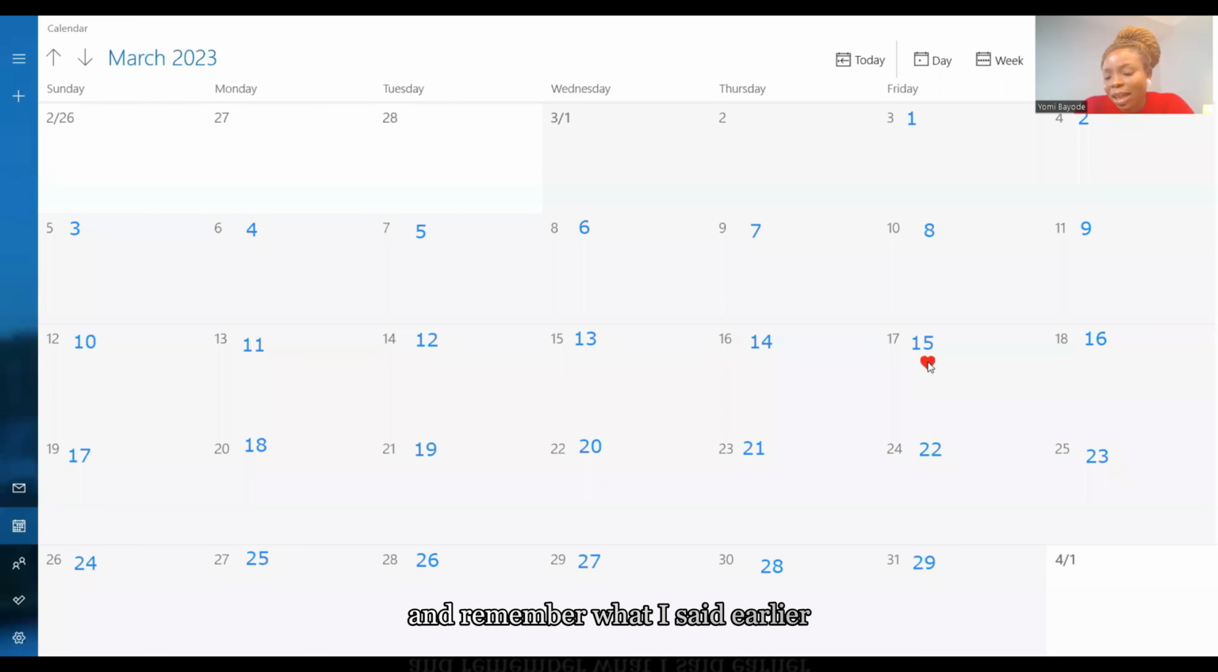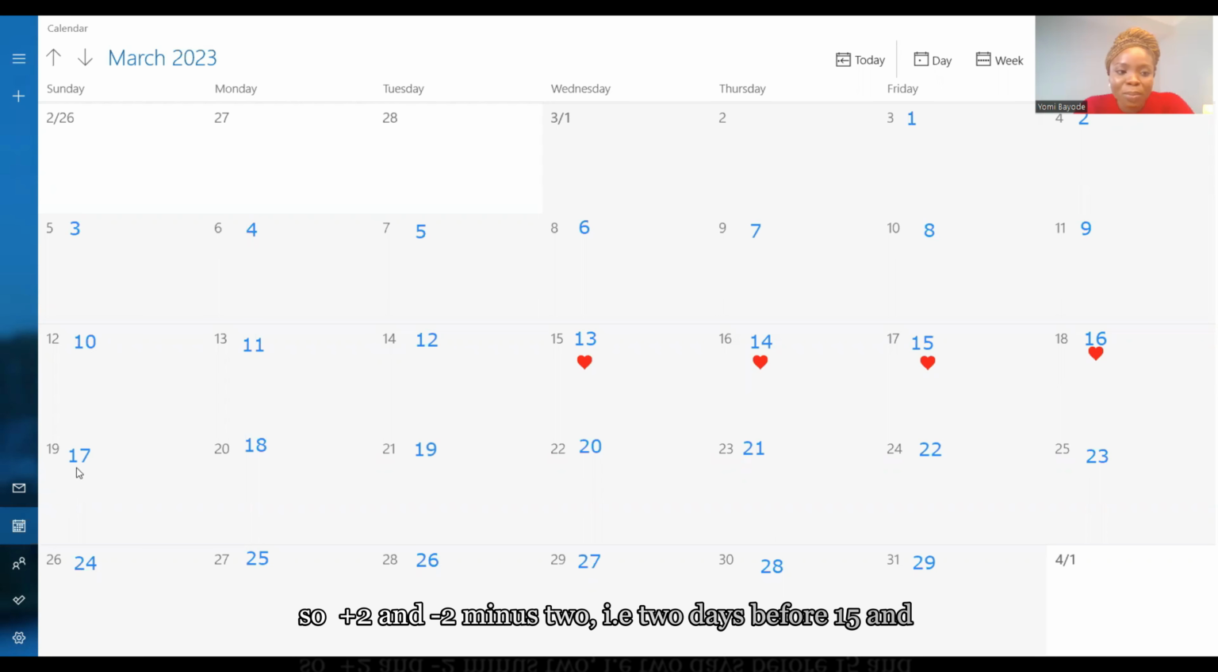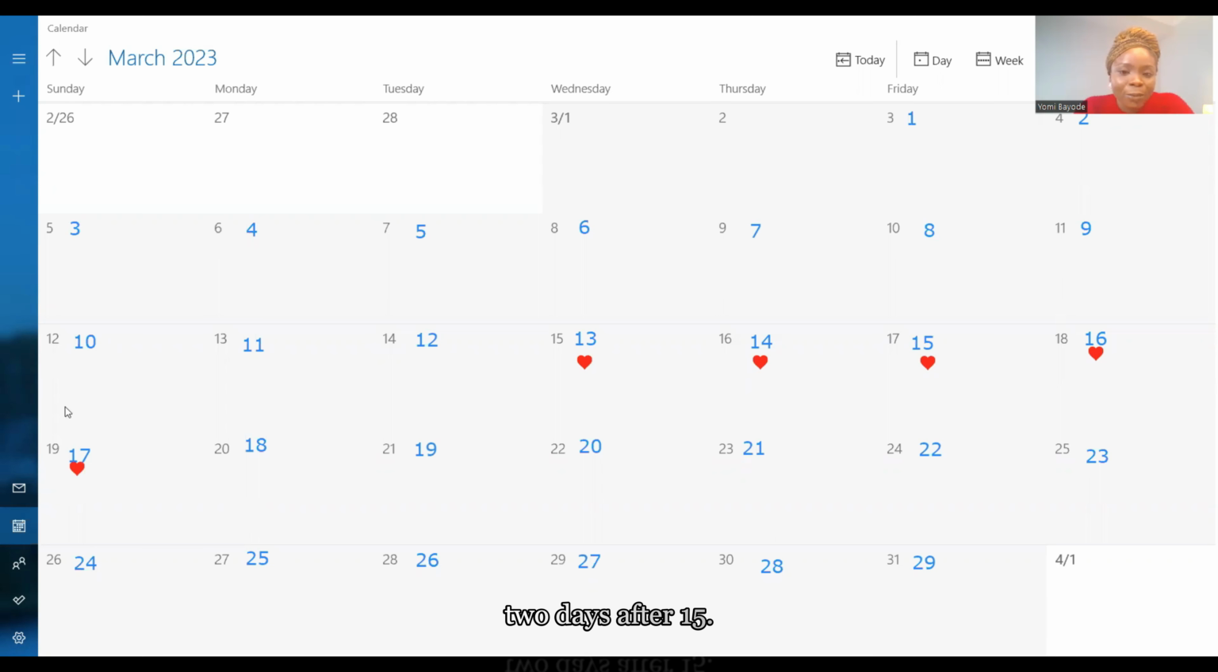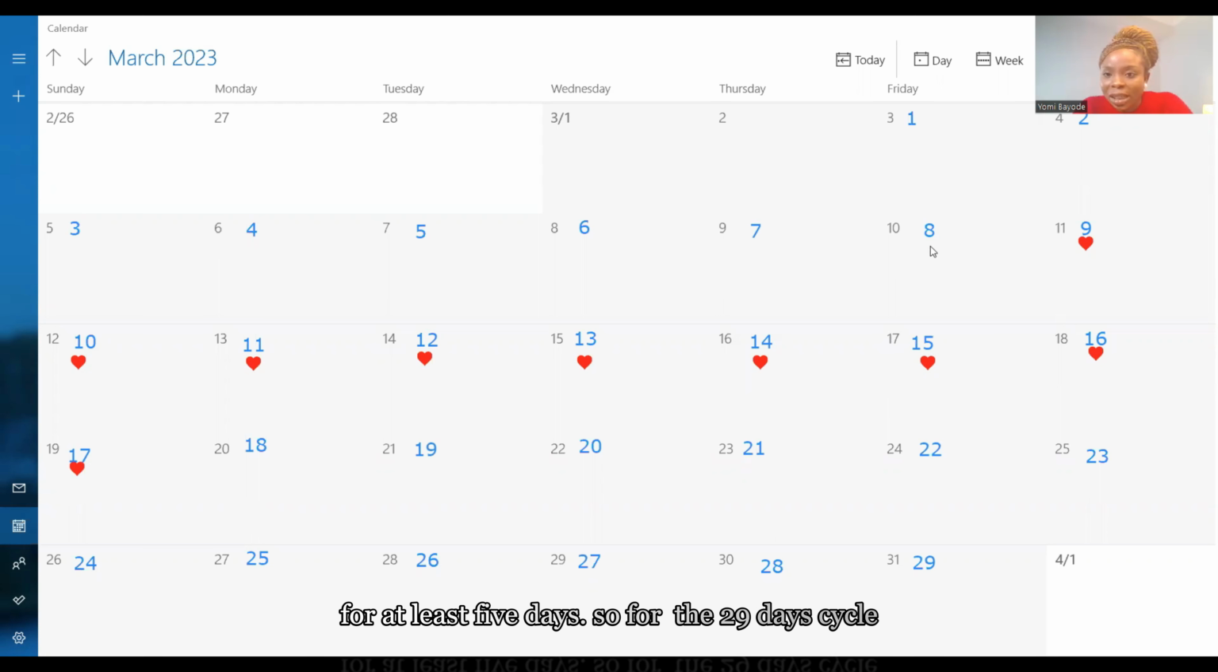And remember what I said earlier, that it's plus or minus 2 days, so 2 days before the 15th and 2 days after the 15th. Then we're going to add the 5 days, because the male sperm can remain in the human body for at least 5 days. So for the 29-day cycle, these are the days that you are most likely ovulating.